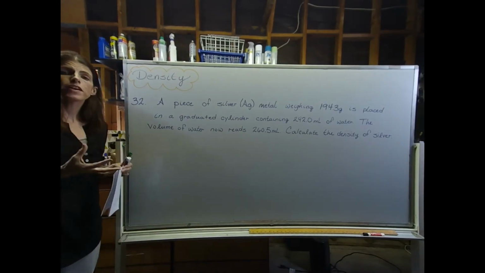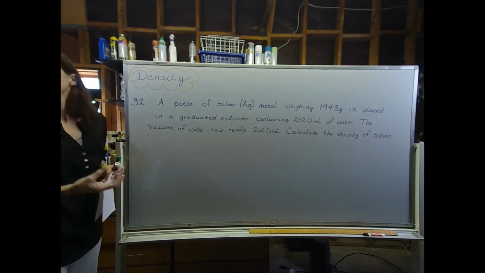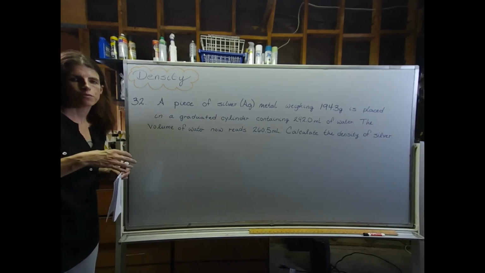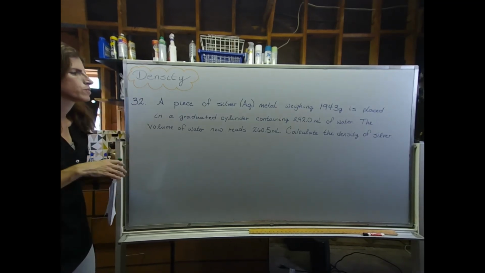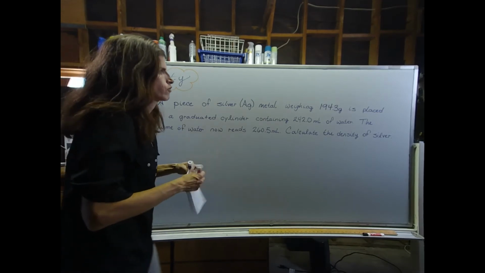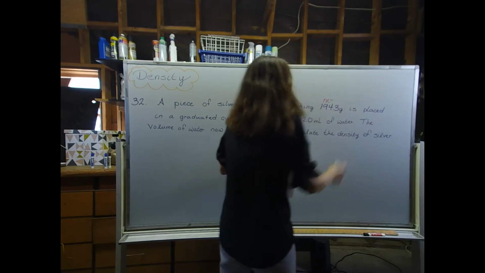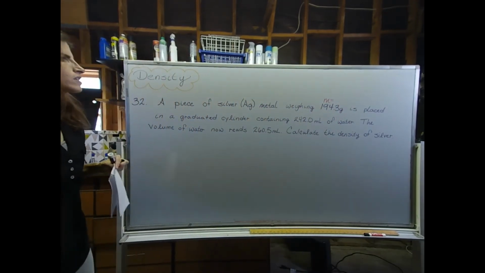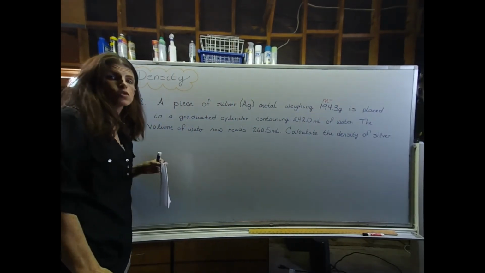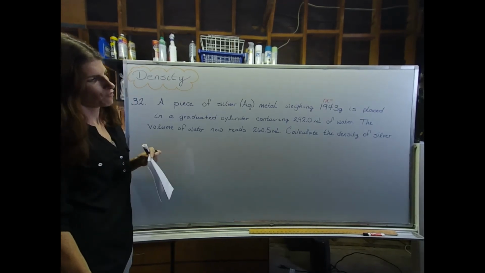Alrighty, one thing that I would recommend as the problems get a little bit more complicated here is label all of the information as you read through the problem. So a piece of silver metal weighing 194.3 grams, so I'm going to label this with M for mass, is placed into a graduated cylinder containing 242 mils of water. The volume of the water now reaches 260.5 mils.